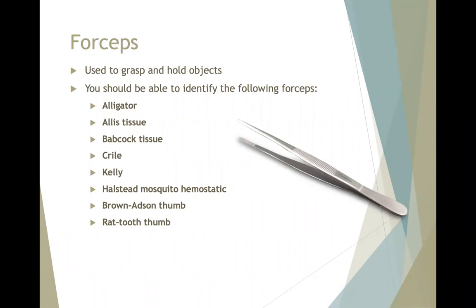So we have alligators, and this is not even a full list. These are just the most common that we use in the veterinary field. So we have alligator forceps, Allis tissue, Babcock tissue, Crile's, Kelly's, Halstead mosquito hemostats, Brown-Adson thumbs, and rat tooth thumbs. And the Brown-Adsons can also be known as narrow-nosed or rounded tip.